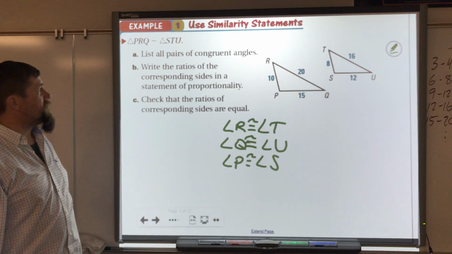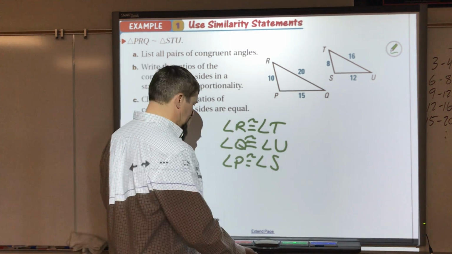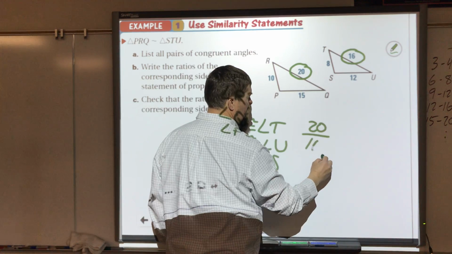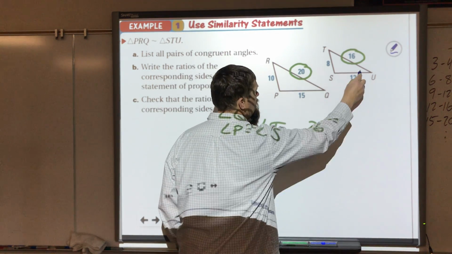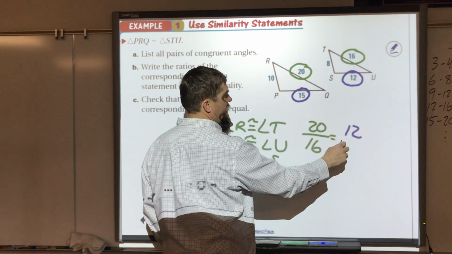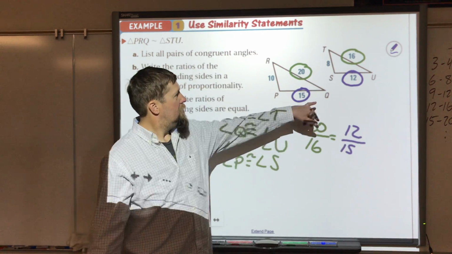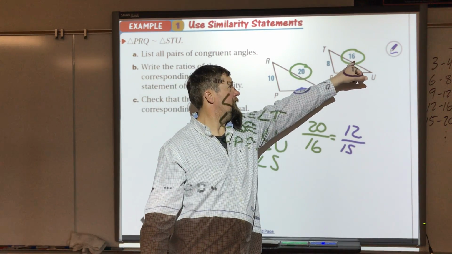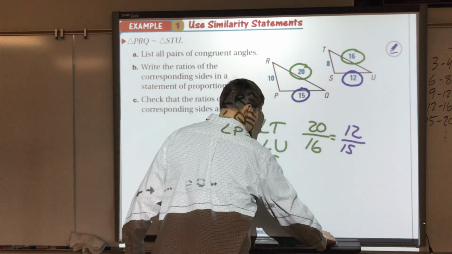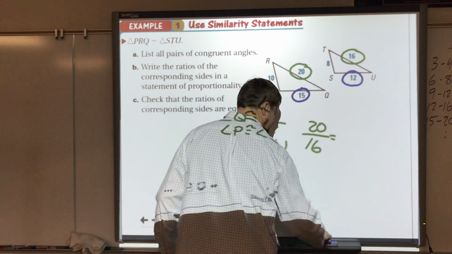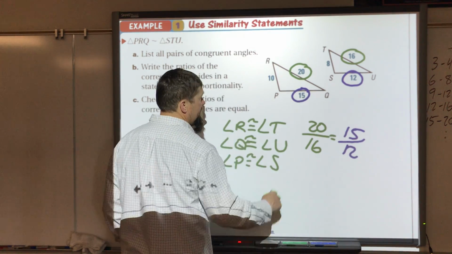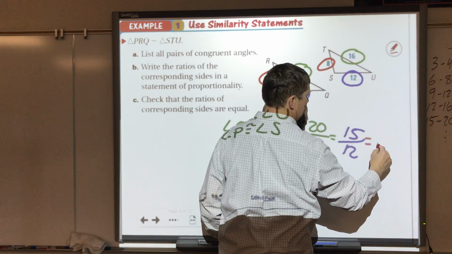Write a ratio of the corresponding sides. If 20 compares to 16, that should be the same as 12 compares to 15. Oh, I just wrote that wrong. Let me show you. I put the 20 over the 16, so I should write the 15 over the 12. Otherwise, they are not the same. So that is incorrect. We have to put the 15 over the 12. And then the last one, we'll have to write the 10 over the 8.